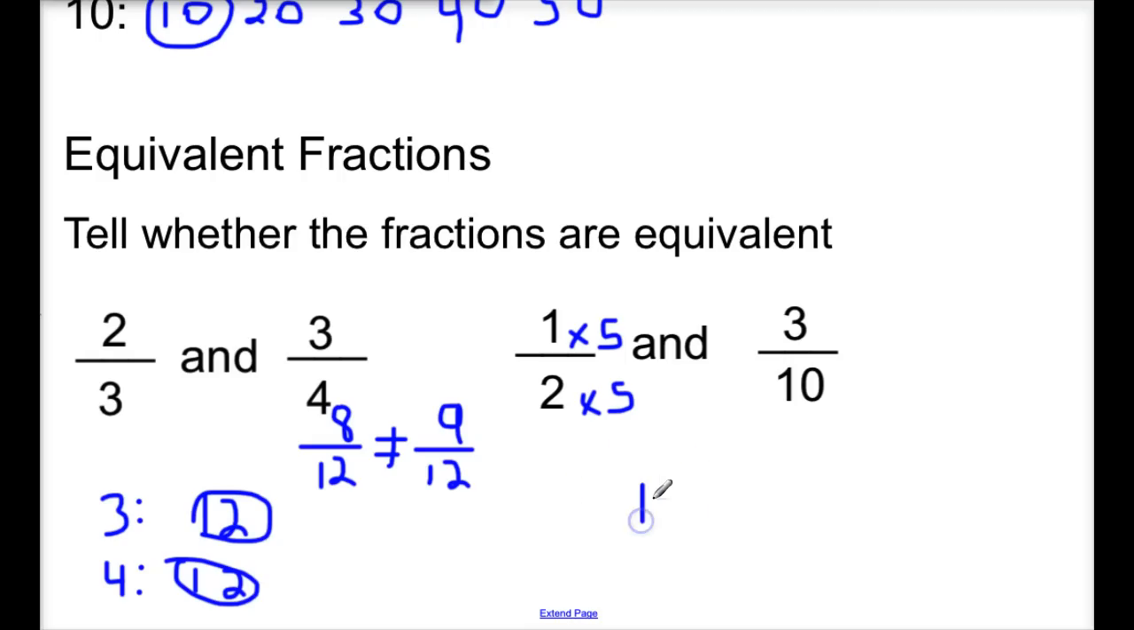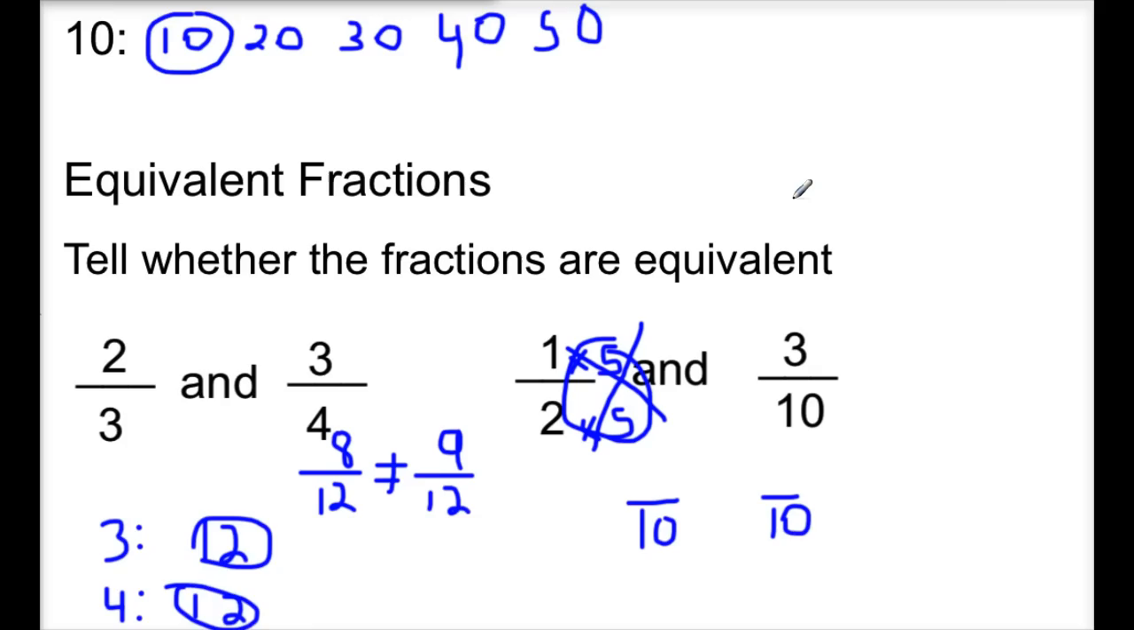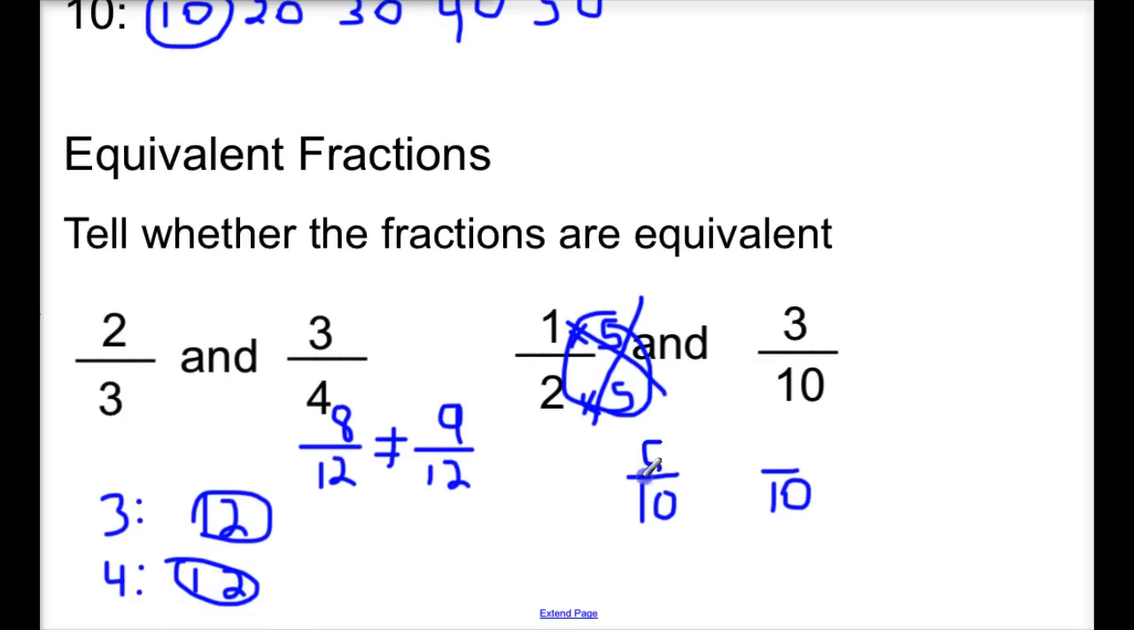Or I can look at what the common multiples were, and we know that the common multiple was 10 for these. And then I needed to also go back and do what my numerators would have been, because this did not work. We can see that when we tried this, it did not work. And also when we worked on this over here, we can see that we got 5/10 and 3/10. So again, these fractions would not be equivalent.